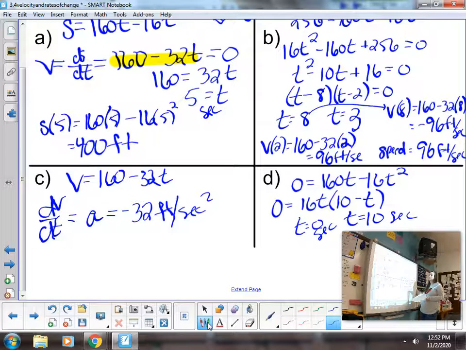Well, 0 seconds is where it starts. So it doesn't make sense that it would hit the ground after 0 seconds. That's where it starts on the ground. So 10 seconds is actually going to be your correct answer there. So that one was pretty involved. You did have to use some calculus and some algebra there together to figure some of those things out.